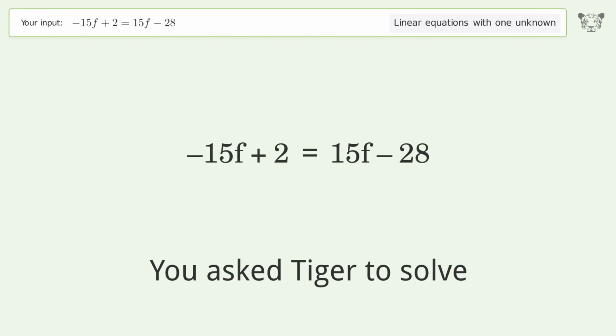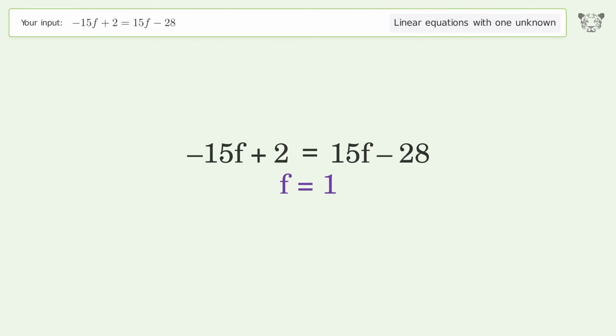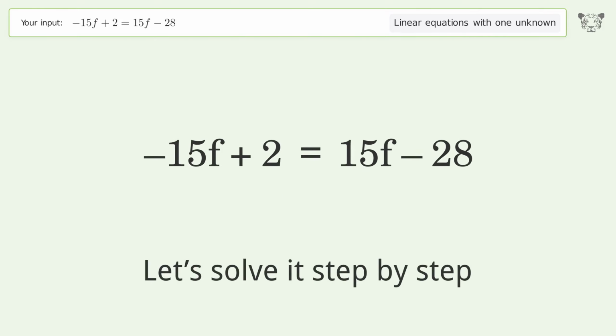You ask Tiger to solve this. This deals with linear equations with one unknown. The final result is f equals 1. Let's solve it step by step.